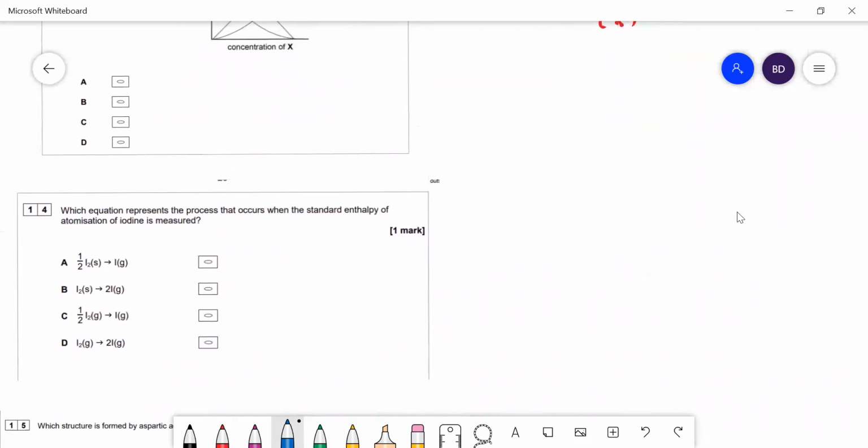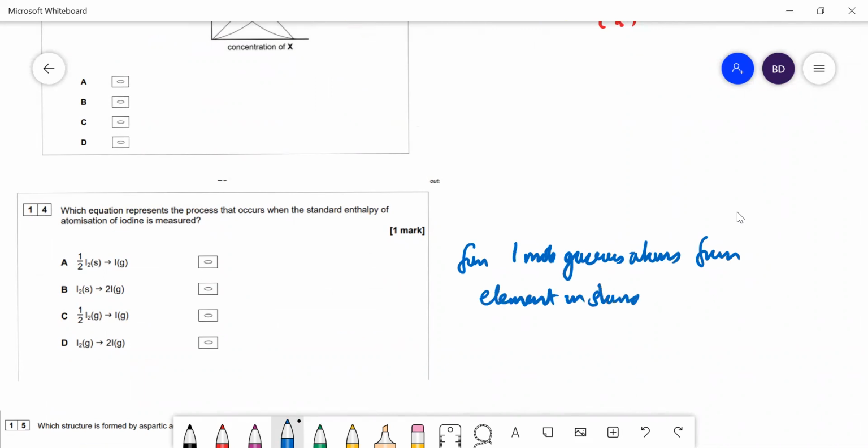Okay, so this represents the process with the standard enthalpy of atomization of iodine. So this is where you have to know the definition. Standard enthalpy of atomization is when you form 1 mole of gaseous atoms from the element in its standard state. So we can see that that one is wrong and that one is wrong, because you're forming 2 moles. So forget about them. So which one is right? Well, it's this one, because the standard state of iodine is a solid. So A is the correct answer there.